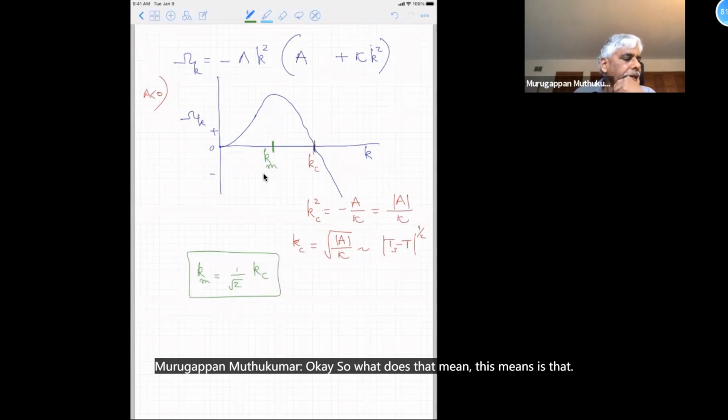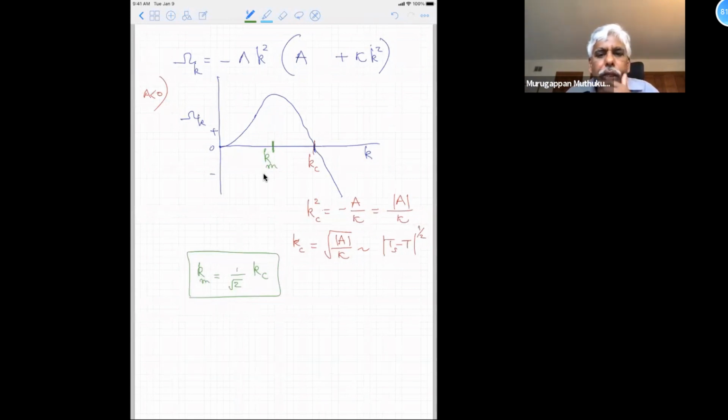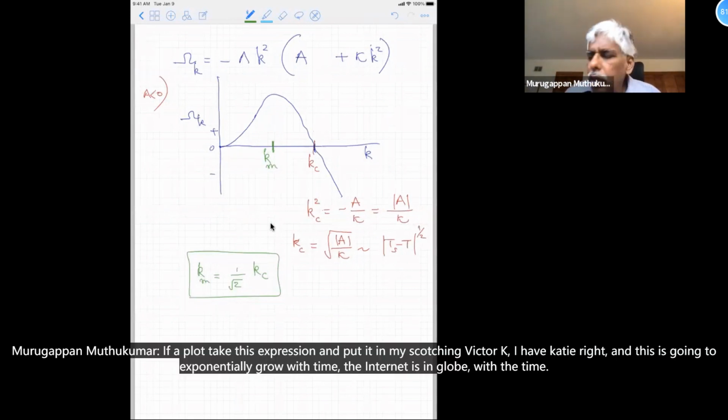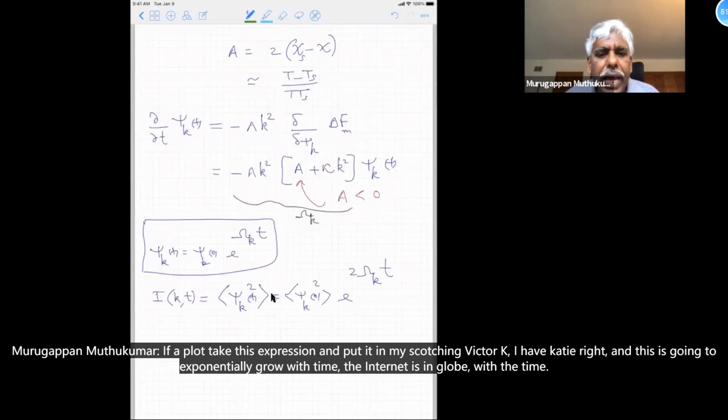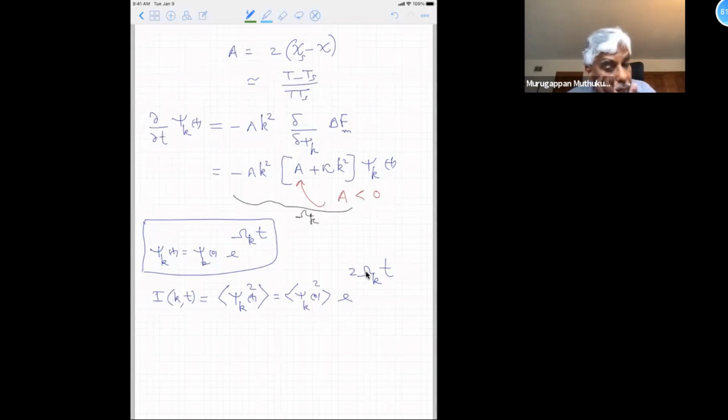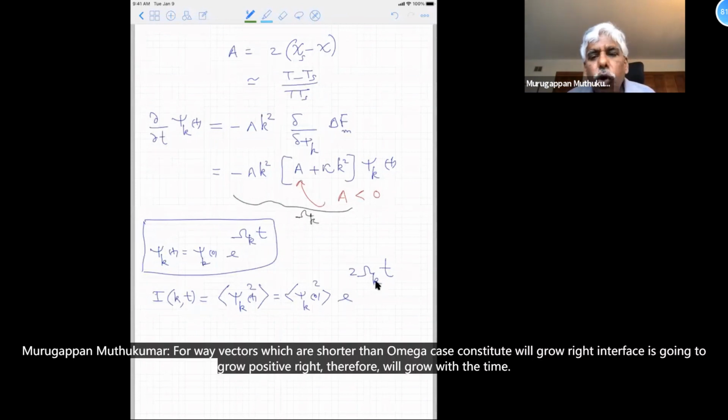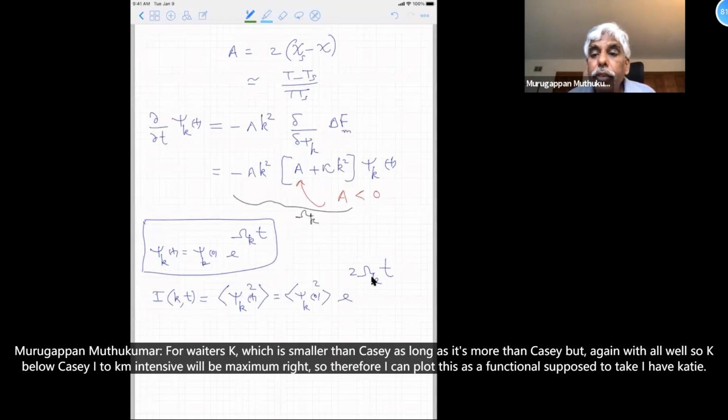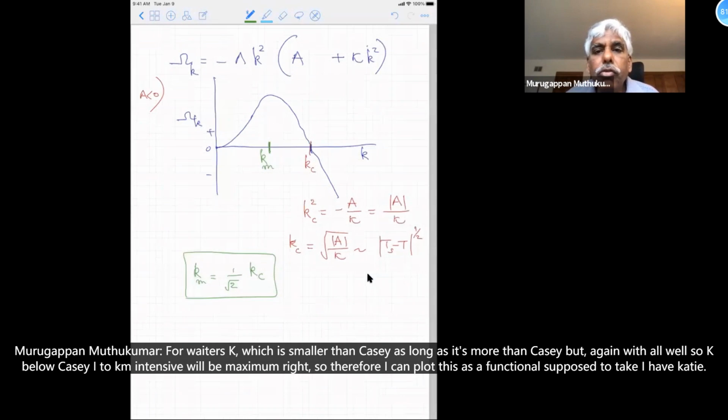So what does that mean? This means that if I take this expression and put it in my scattering intensity I of K and t, it is going to exponentially grow with time. The intensity is going to grow with time for wave vectors where omega K is positive. Therefore, it will grow with time for wave vectors K smaller than Kc, as long as it's smaller than Kc.